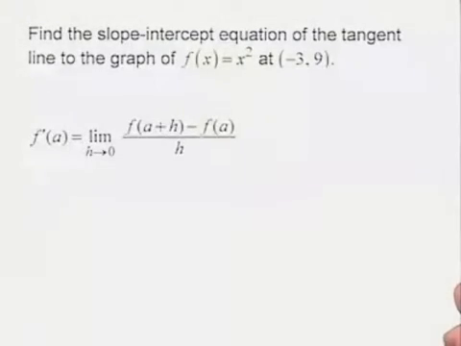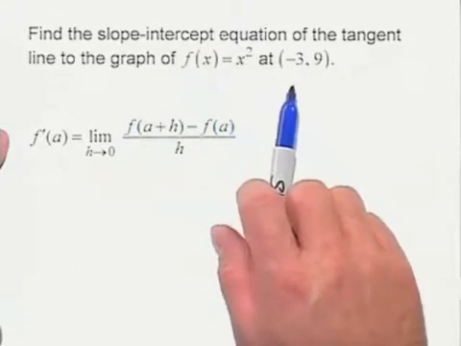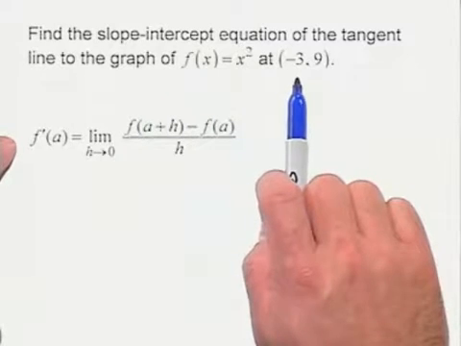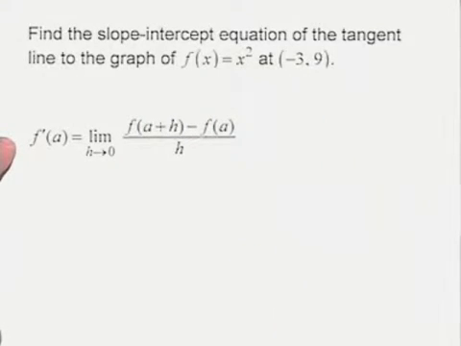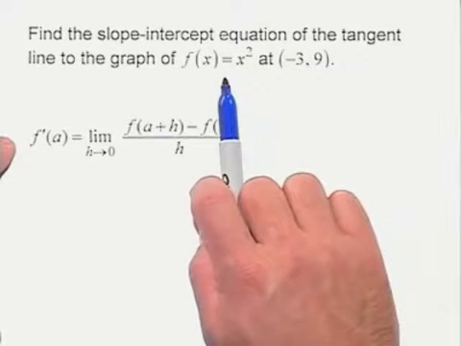Let's find the equation of a tangent line. We want to find the slope-intercept equation of the tangent line of the graph f of x is equal to x squared at the point -3, 9.